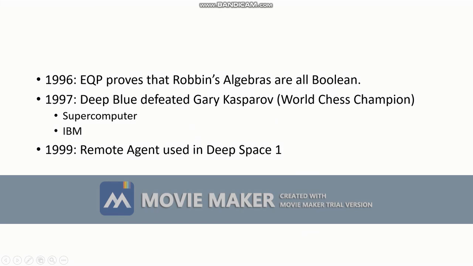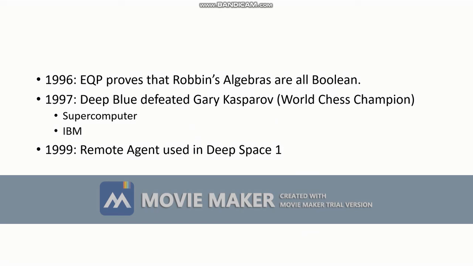Another area in which AI was highly used was at NASA. In 1999, a remote agent was used for the spacecraft Deep Space One, and its task was basically to manage the spacecraft.